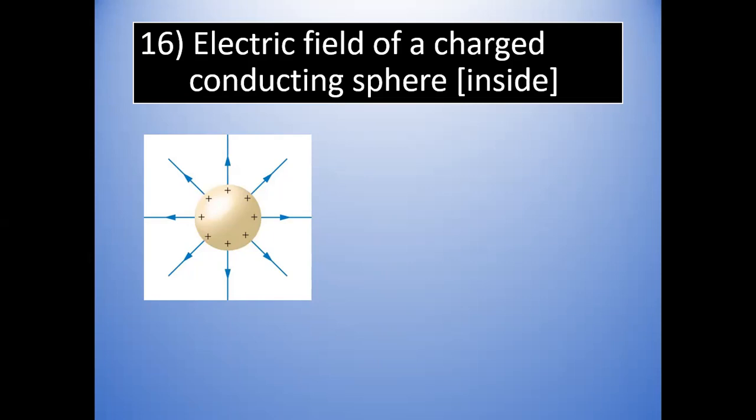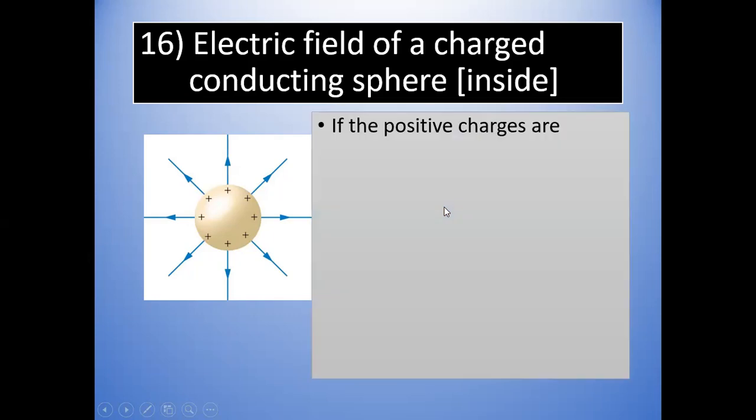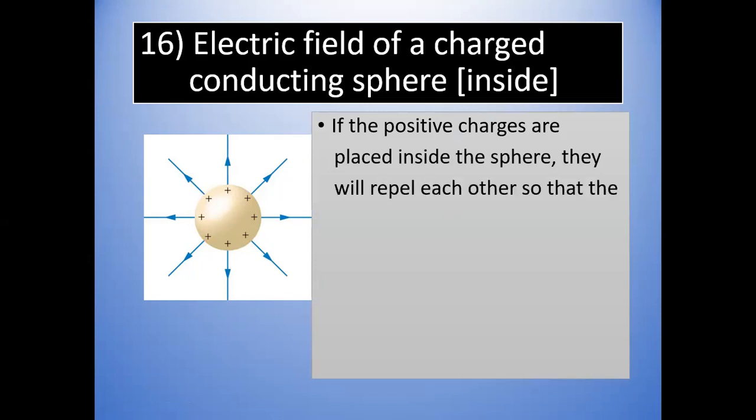Okay. Now we look at a solid conducting sphere. Inside there, if we put positive charge inside the solid sphere, they will repel each other because they want to be as far away from each other as possible. So the only way is for the charge to be on the surface of the sphere. That's where they can be as far as possible from each other.